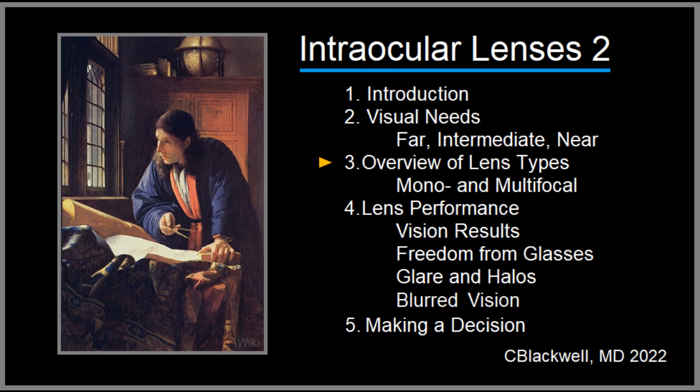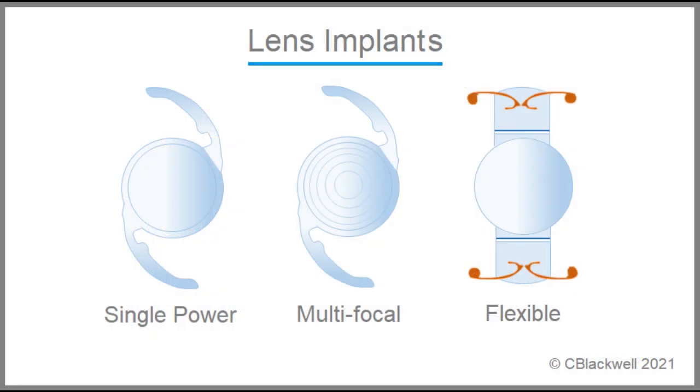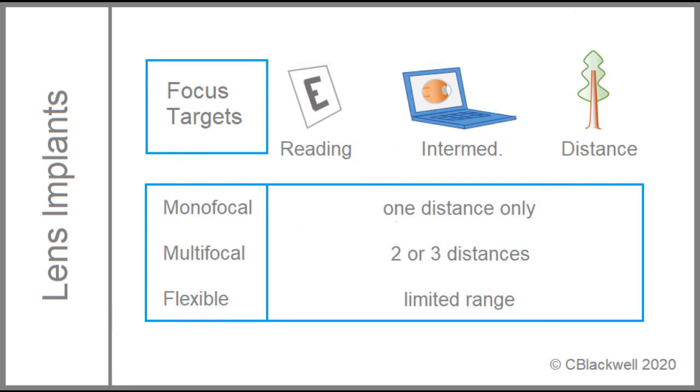Part 3. We are going to do an overview of the features of the different kinds of lens implants. There are three categories of implants: single power, multifocal, and flexible. There are also toric lenses for astigmatism correction, which we will discuss later. We start with a summary of the general properties of each lens type, then later discuss details of how well they function and what are the compromises.